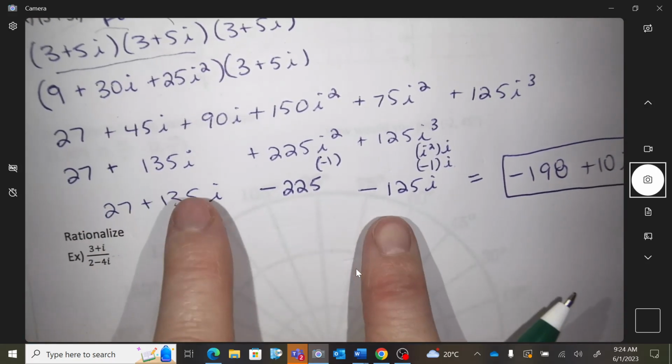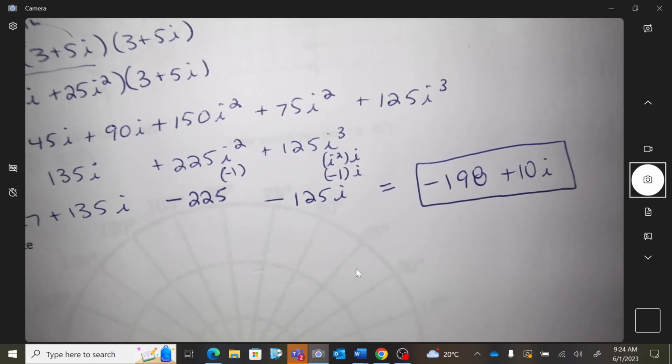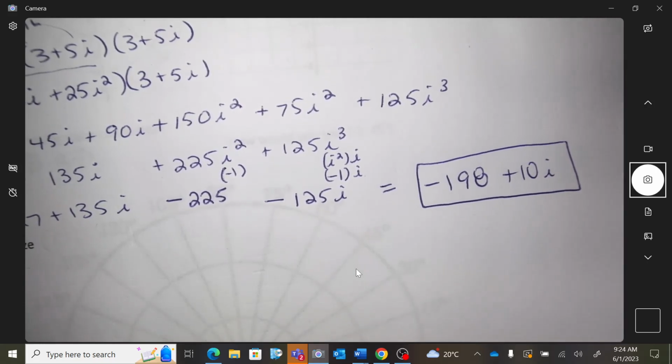Okay, combine, combine. There's your final answer on that one. How did it go? Did you get there a little bit? I think this is the last question here.